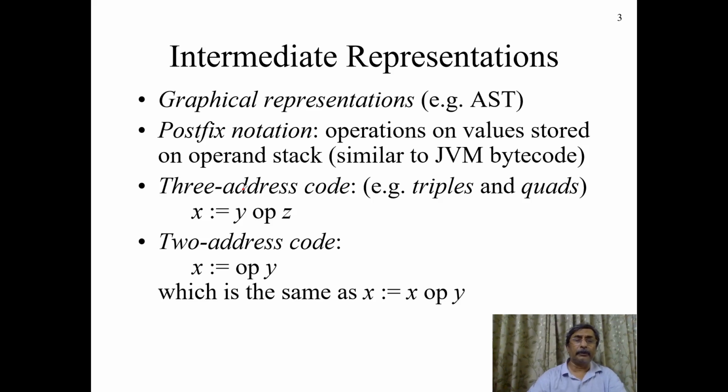We also have two address code which we will not use, where at most two addresses are allowed, and the result is x. One of the arguments will be x, and the other argument will be y. So if it is written as x assigned x op y, basically you have to read it as the operation being executed on two operands, x and y, and the result stored back in x.